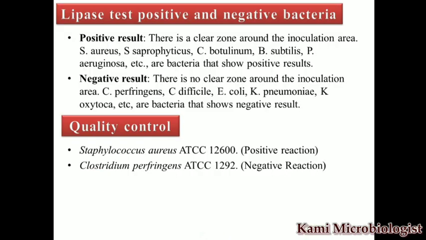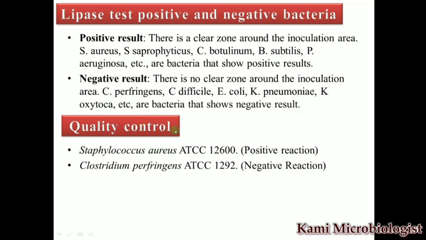Now let's explain what types of bacteria are lipase positive and lipase negative. As we said, the positive result shows a clear zone around the inoculation area, and the bacteria are Staph aureus, Staphylococcus saprophyticus, Clostridium botulinum, Bacillus subtilis, Pseudomonas aeruginosa. These are the bacteria that show a positive result. The negative result means that there is no zone around the inoculation, and the bacteria are Clostridium perfringens, Clostridium difficile, E. coli, Klebsiella pneumoniae, Klebsiella oxytoca, etc. These are the bacteria that show a negative result.